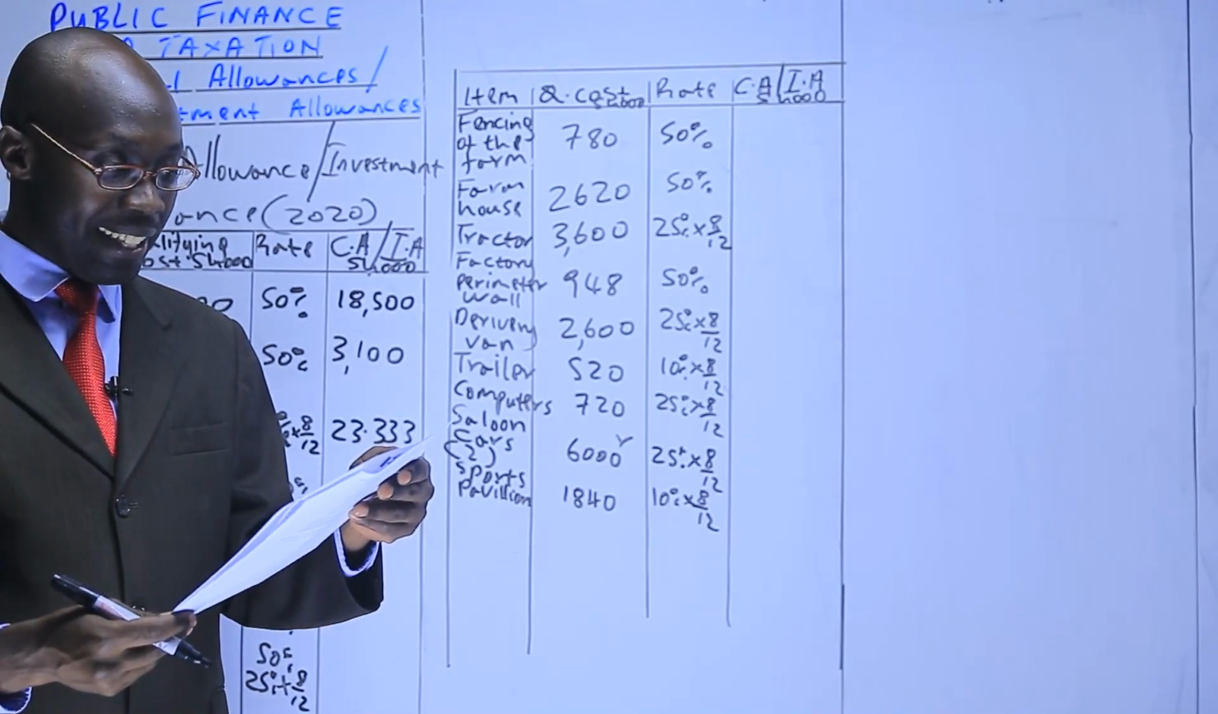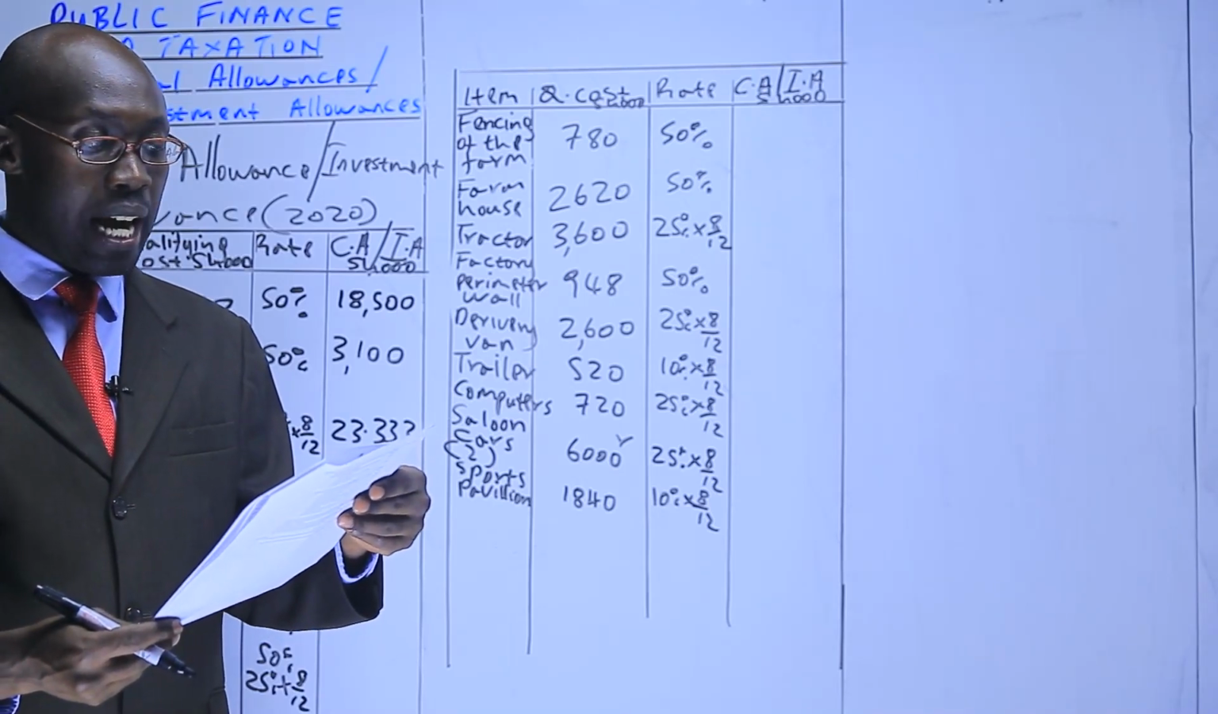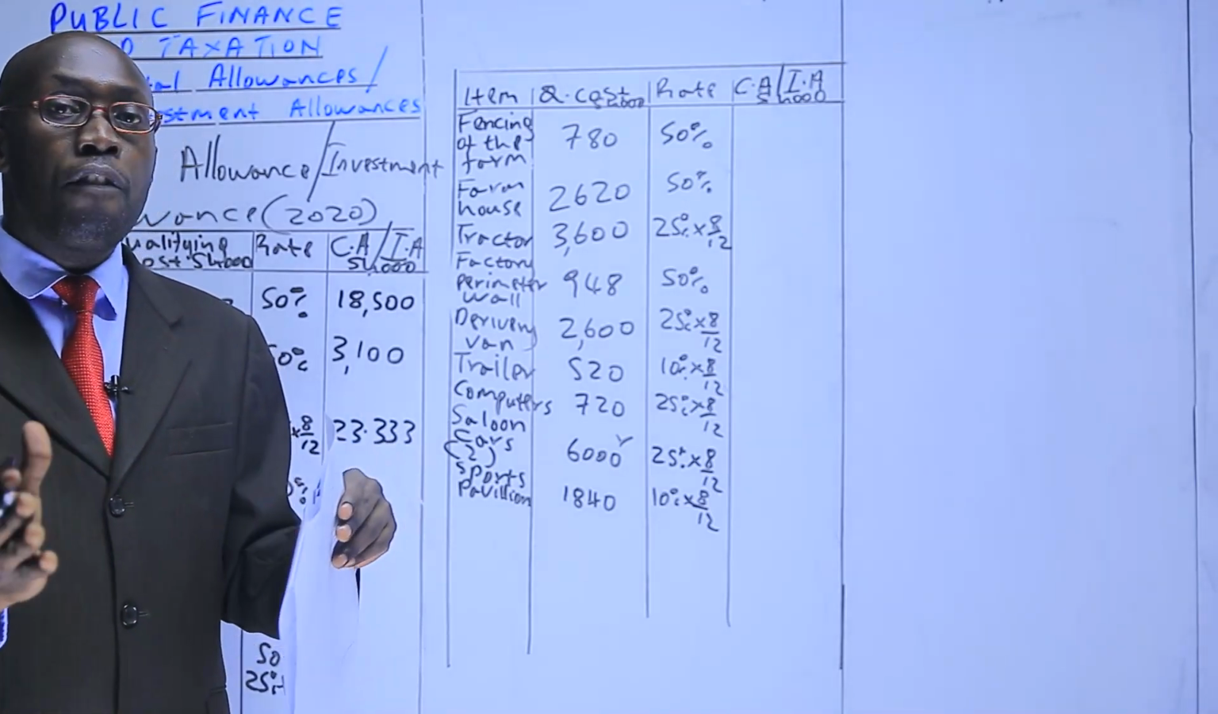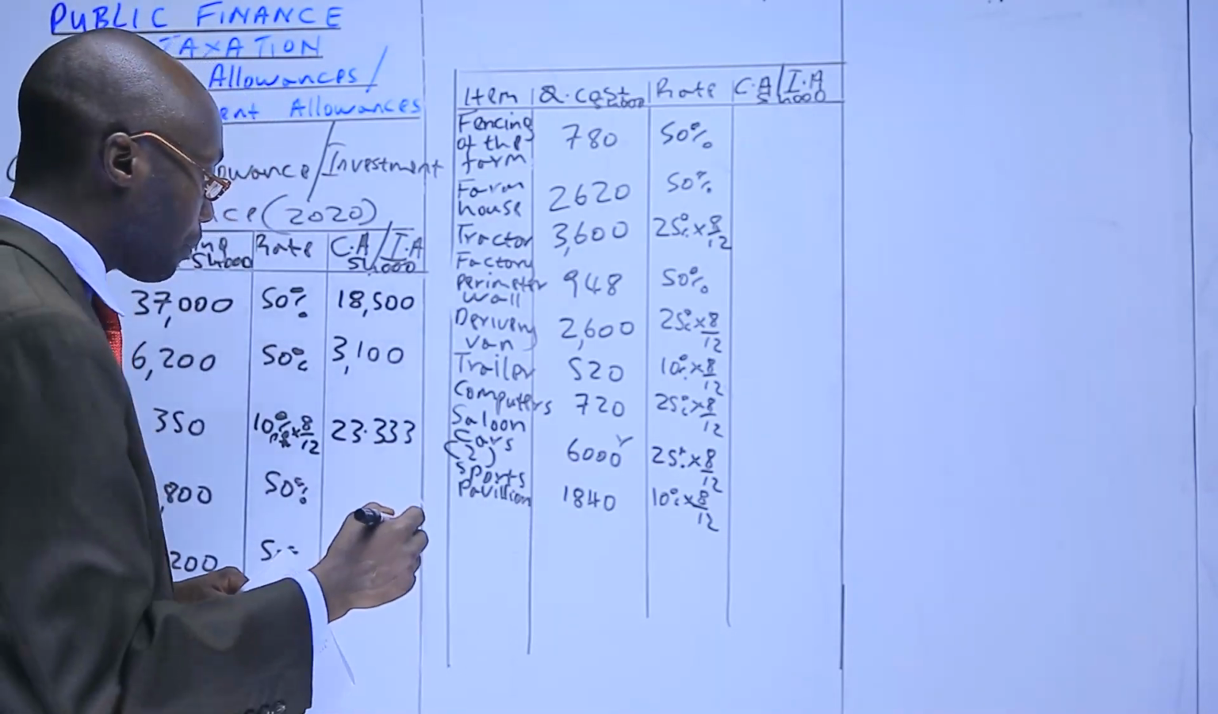After that, we go to number 3. The following assets were purchased on 1st August 2020. So we have office curtain. Office curtain falls under the rate of 10%, the ones that we said are 10%.